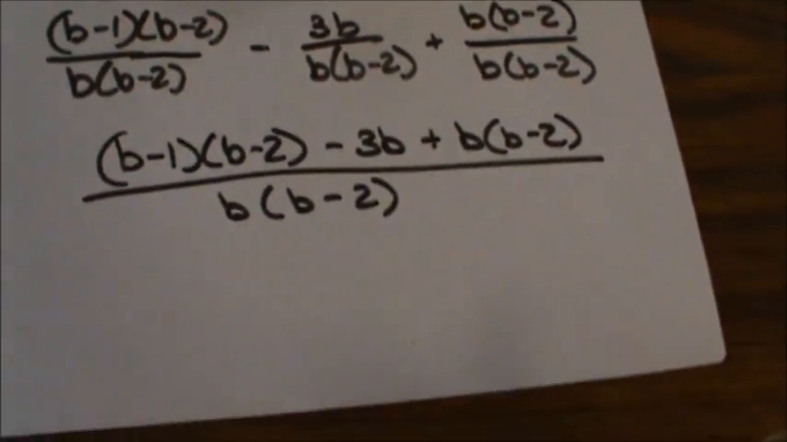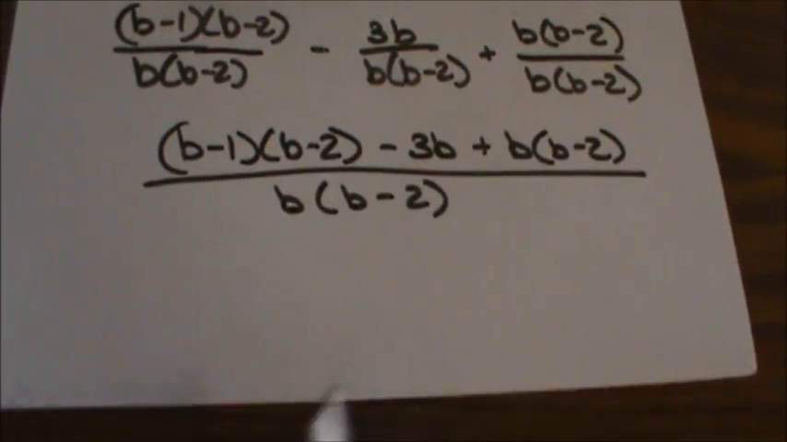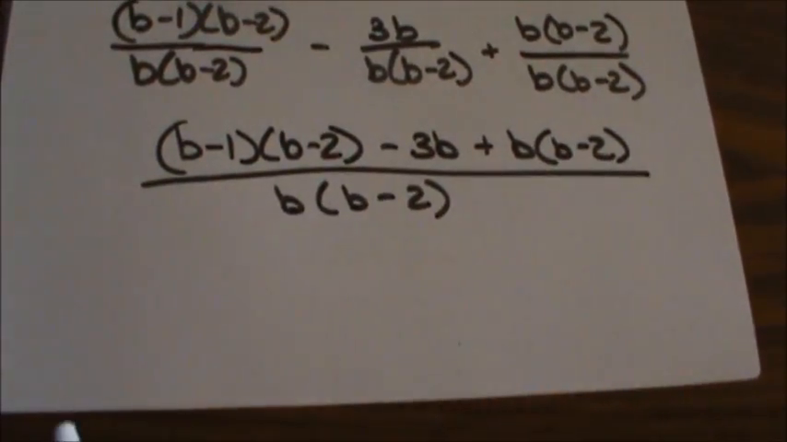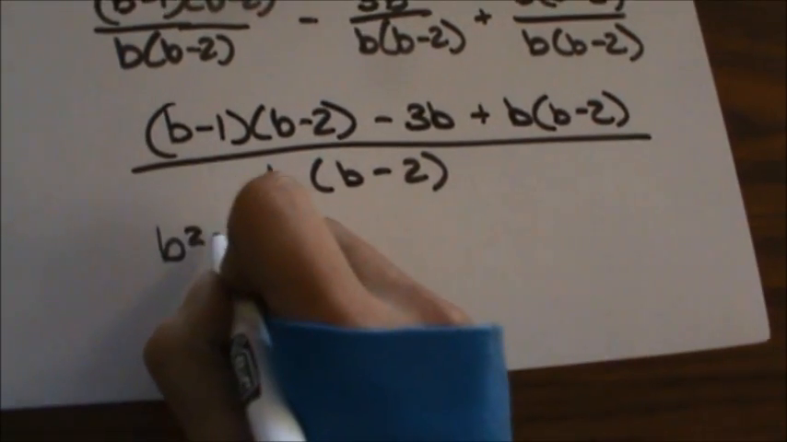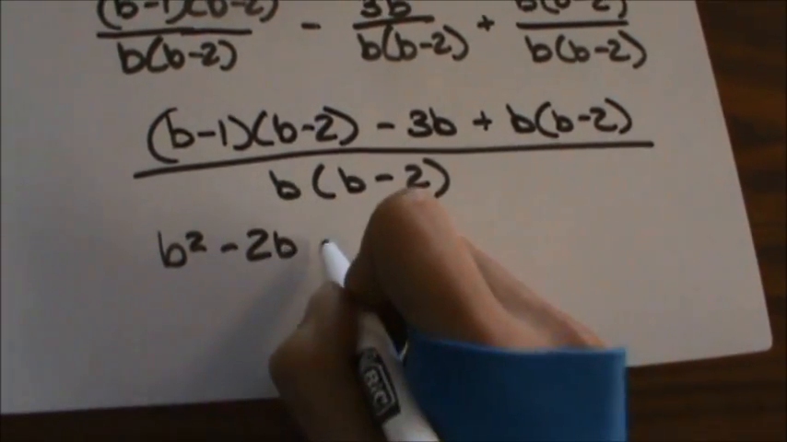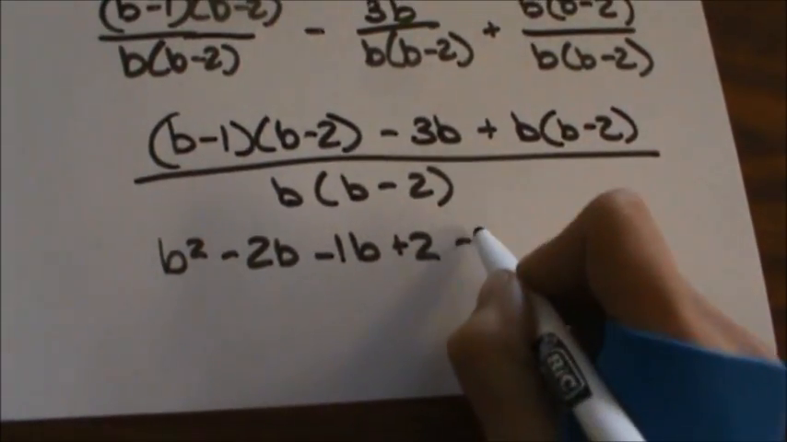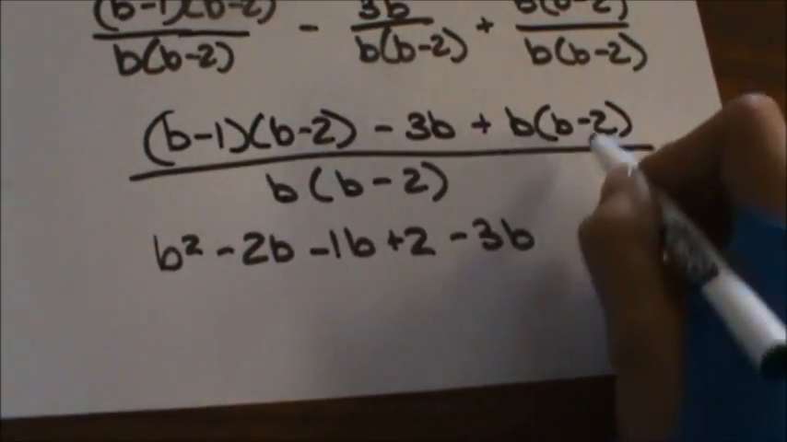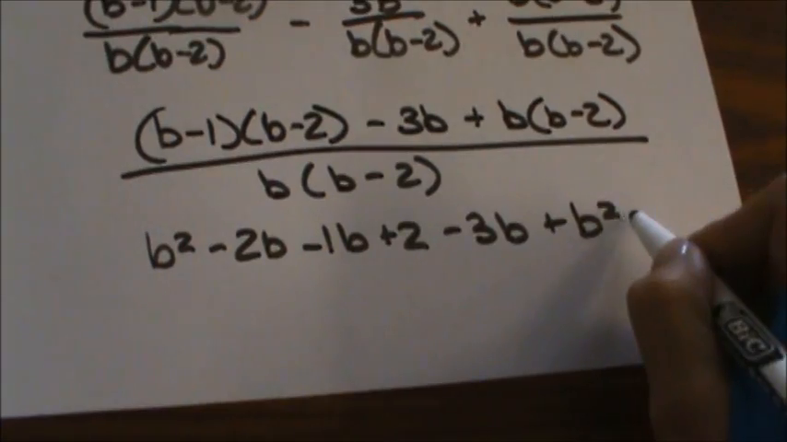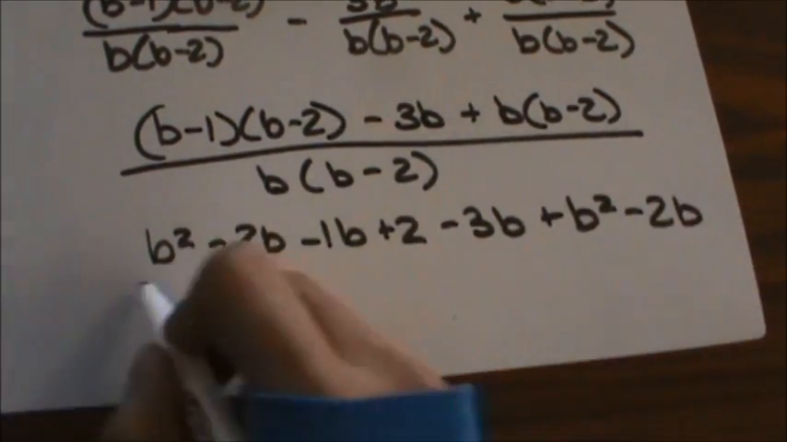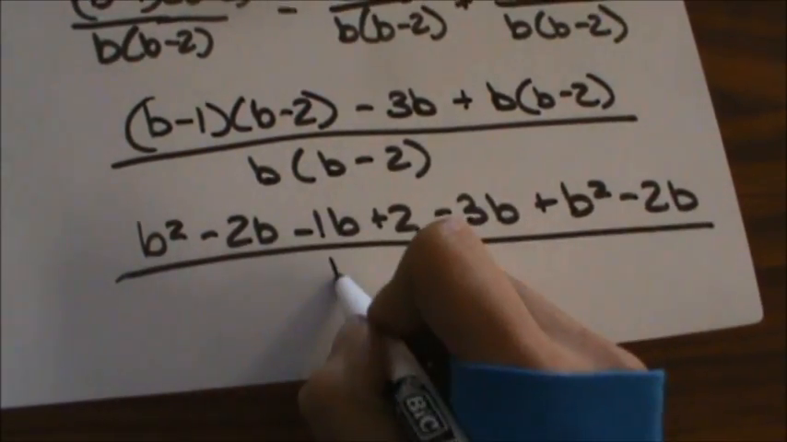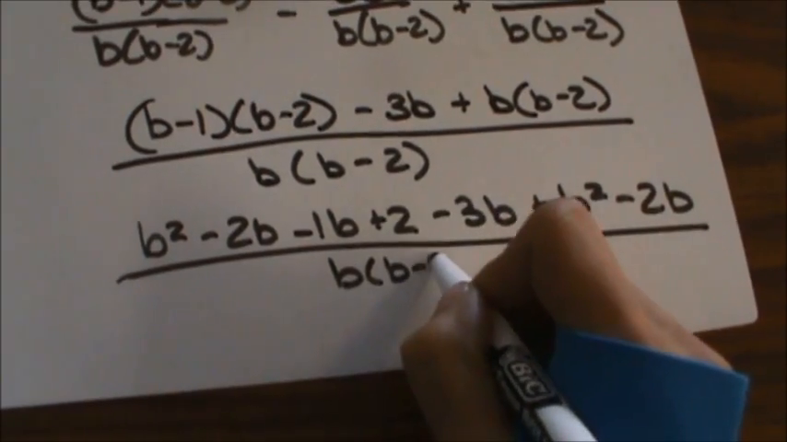Now I have a whole bunch of simplifying to do. Right here, that's a FOIL problem. First, outer, inner, and last. This guy's just fine, and here I have to distribute a b. All over my denominator.